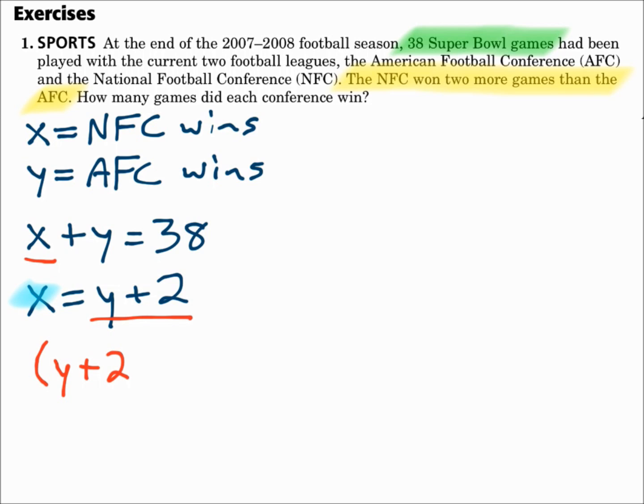So Y plus 2 plus Y equals 38. We just substituted Y plus 2 in for X. Now let's solve that equation for Y. Combine like terms. Y plus Y is 2Y.